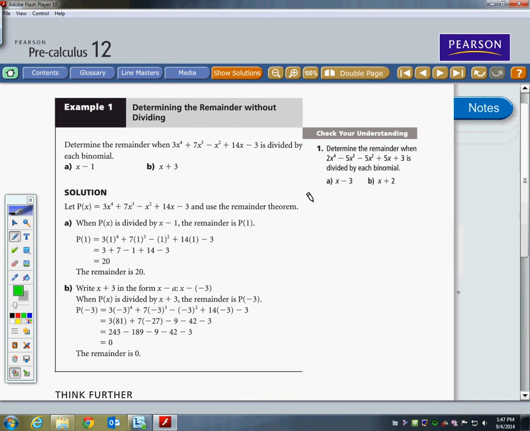Okay, what I'll do for example number 1 is first together we'll just examine the x minus 1 and the x plus 3 work, and then I'll do 1a for you, and I would like you to do 1b on your own. So looking at our 2 examples, here's the polynomial, so we declare that as p of x. We say let p of x equal that polynomial, and use the remainder theorem. And so if it's x minus 1, they're going to be substituting a 1. Adding the numbers together, you get 20, and so they say the remainder is 20.